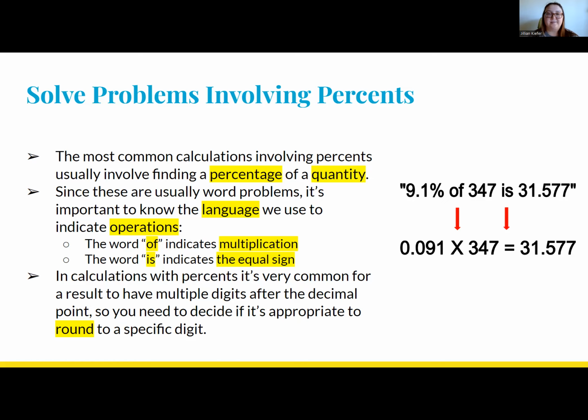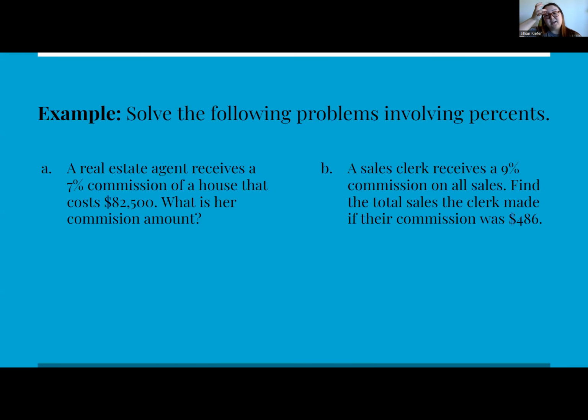All right. Another example, we're going to solve the following problems involving these percents. We have the question: a real estate agent receives a 7% commission on a house that costs $82,500, probably in the middle of nowhere, because that's how much a house costs in the middle of nowhere. What is her commission amount? So we're going to find the commission amount on selling a house for $82,500 at 7%.